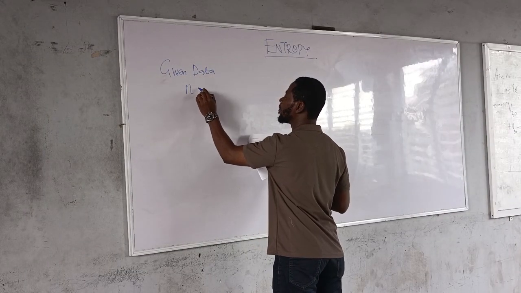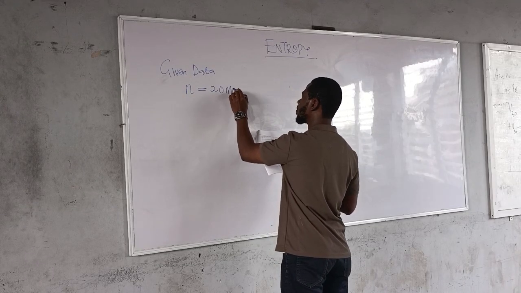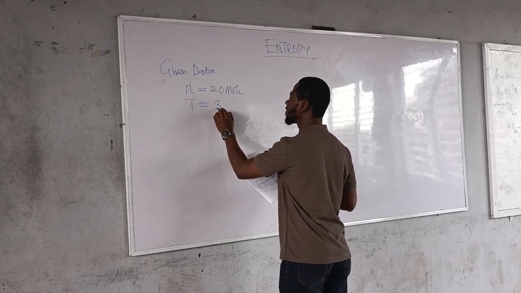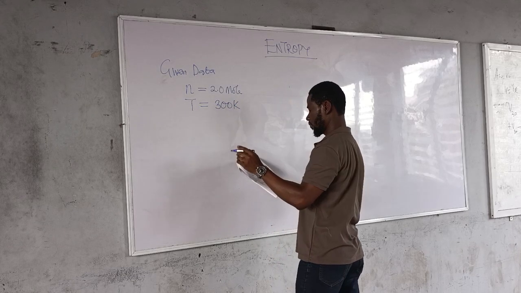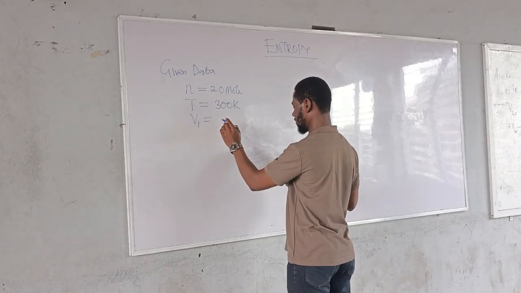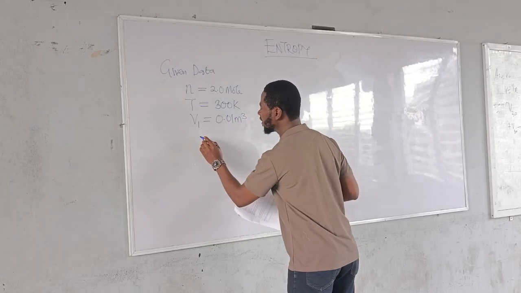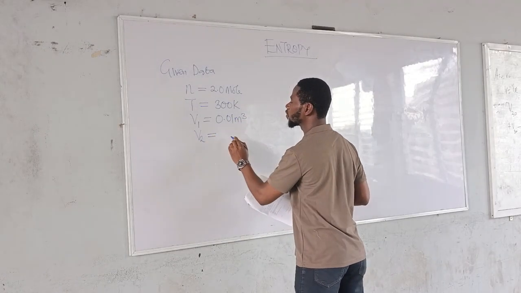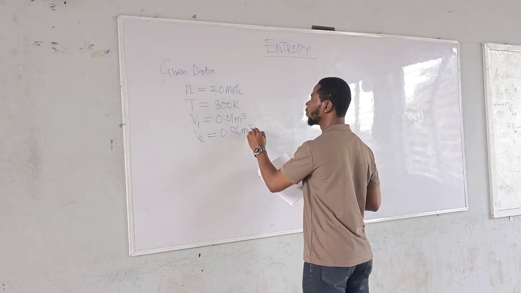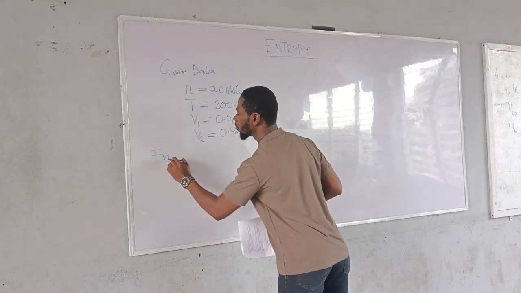The first one, we are given the number of moles, which is 2.0 mole. We are given the temperature, which is 300 Kelvin. We are given V1, which is 0.01 meter cube. And when it expands, it goes to volume 2 at 0.02 meter cube.